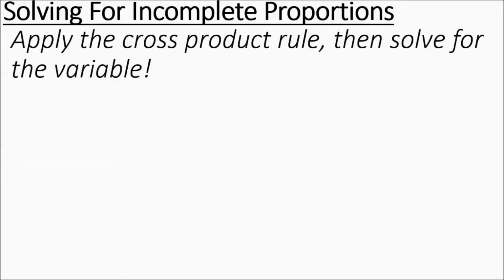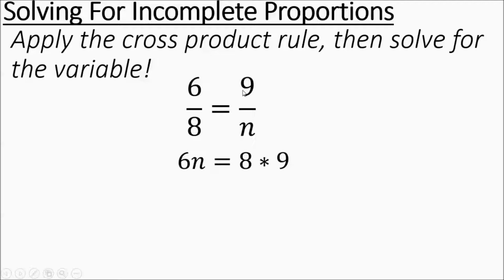Solving for incomplete proportions. We apply the cross product rule, then solve for the variable. So let's just check this out in action. We have 6/8 equaling 9 over n. We can use the cross product rule to say that 8 times 9 is going to be equal to 6 times n. Now I'm going to go ahead and do my 6 times n over on the left side because I like to have the variable on the left side whenever possible. But you could have also done 8 times 9 over here and 6 times n over here. Not a big deal.